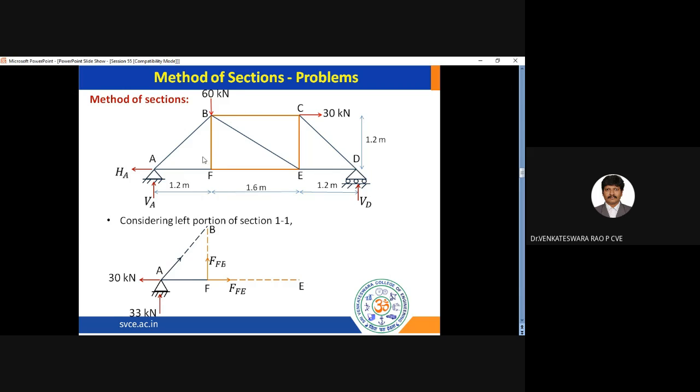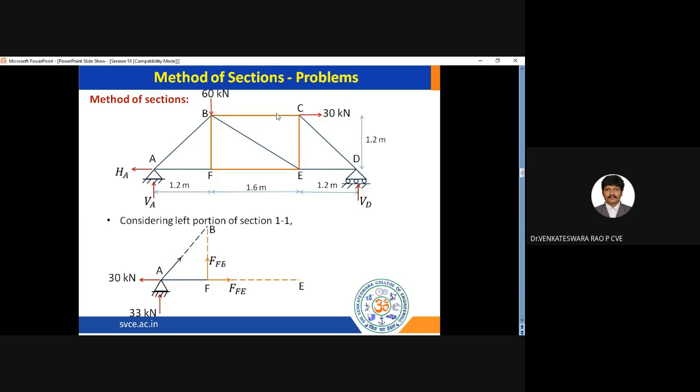Like, you see, if I take a section line like this, it is cutting BA, BF, and FE. Yes, I can do this way. I can calculate BF member force and FE also. So this is one possibility by taking a section line like this.